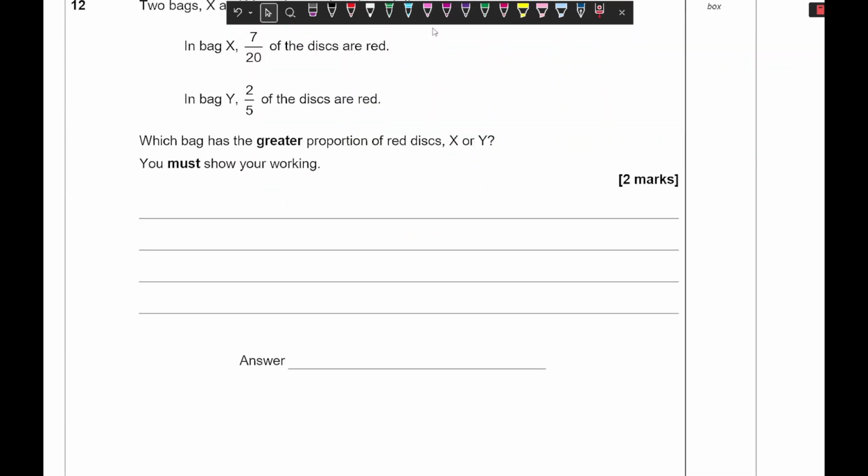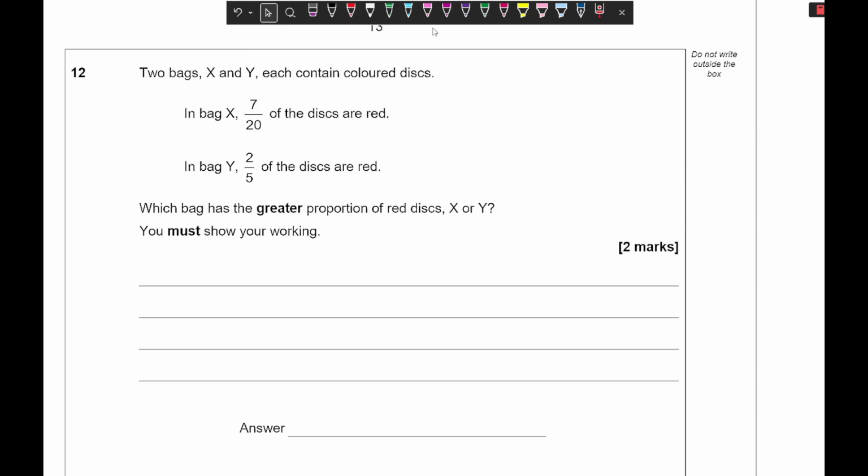Moving on to question 12, it says 2 bags X and Y each contain coloured discs. In bag X, 7/20 of the discs are red, and in bag Y, 2/5 of the discs are red. Which bag has a greater proportion of red discs, X or Y? So let's have a look. One way to do this when you're comparing two fractions is to either get the same denominator or to convert them to decimals, and it's entirely up to you which one you choose. So here we've got 7/20, which is bag X, and bag Y, which is 2/5.